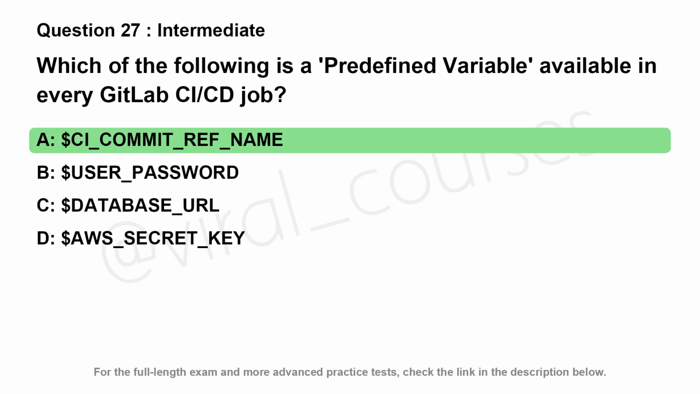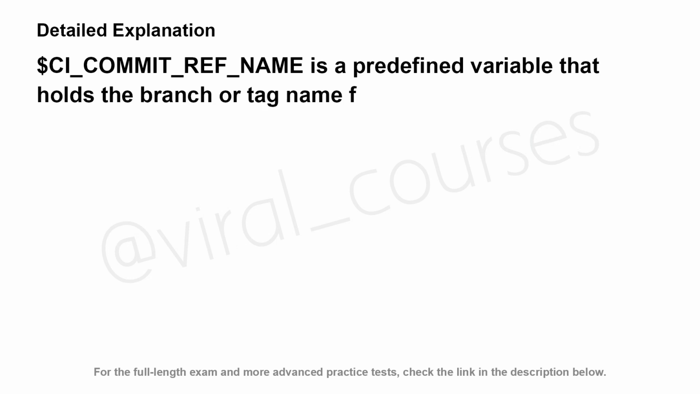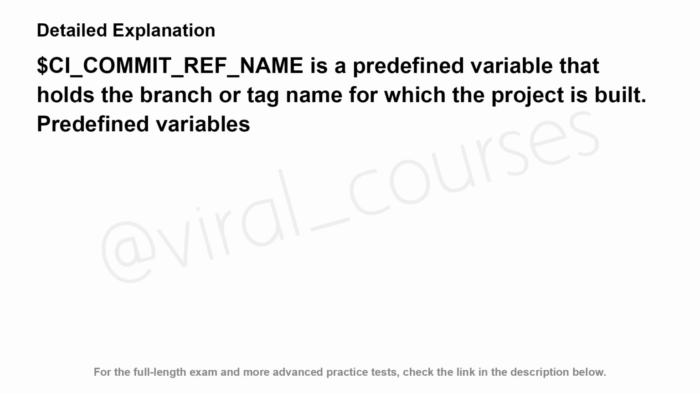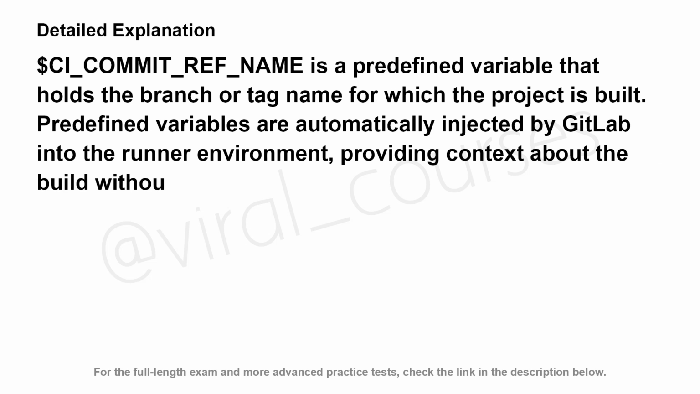The correct answer is A. $CI_COMMIT_REF_NAME is a predefined variable that holds the branch or tag name for which the project is built. Predefined variables are automatically injected by GitLab into the runner environment, providing context about the build without requiring manual setup.